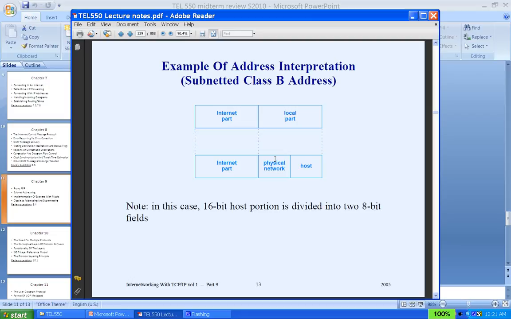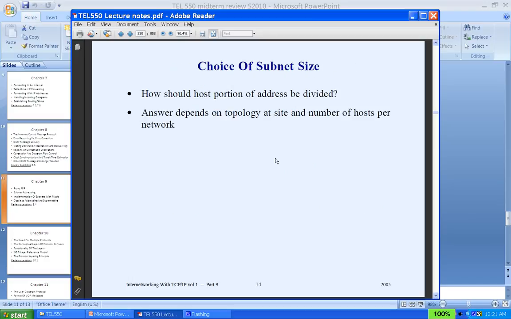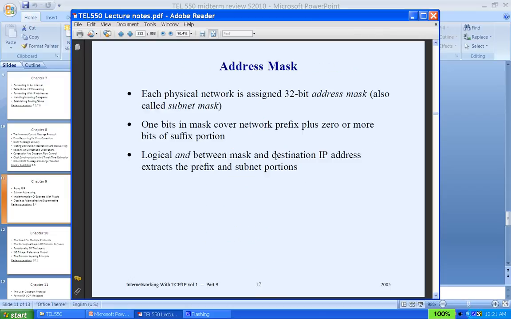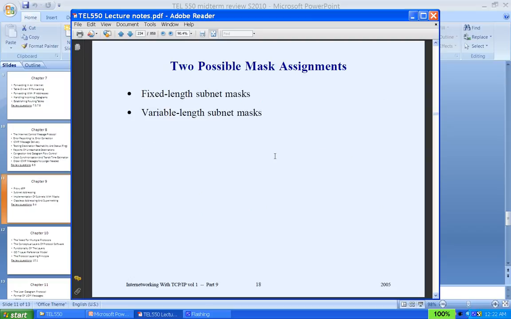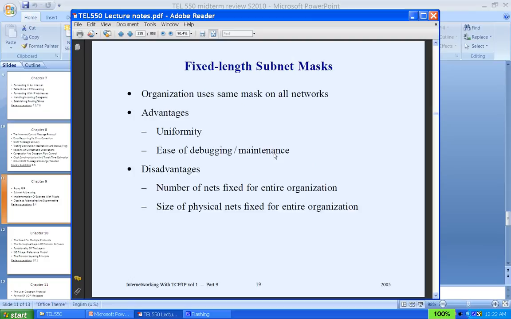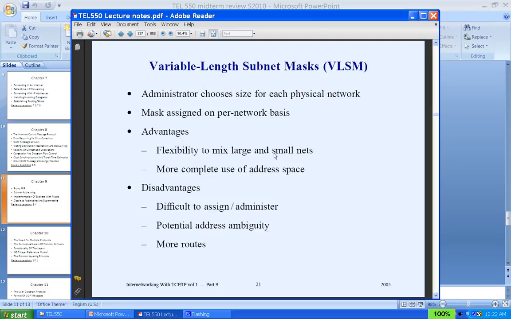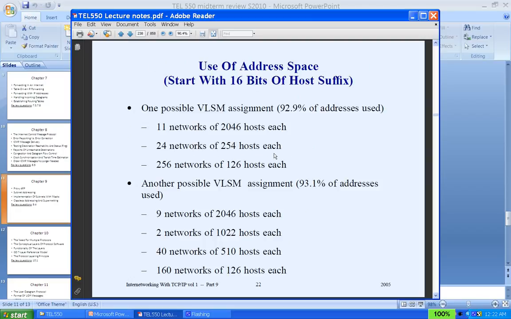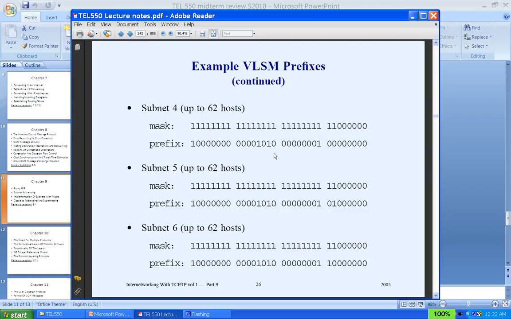Okay. In that case, we could use the internet namespace or address space more efficiently. The subnet mask is the key when we try to play these kinds of tricks. So what we need to know is how the fixed mask and the variable length mask work, and the pros and cons of each approach. Okay.